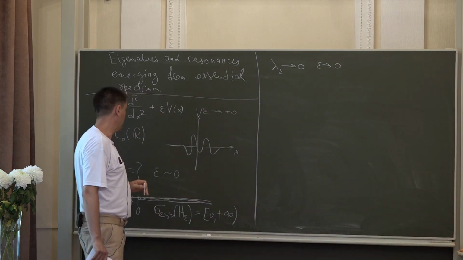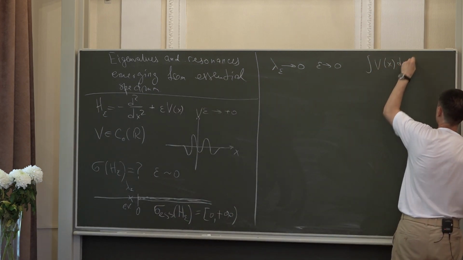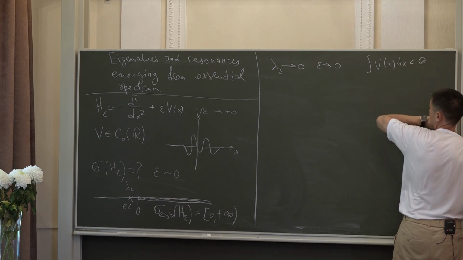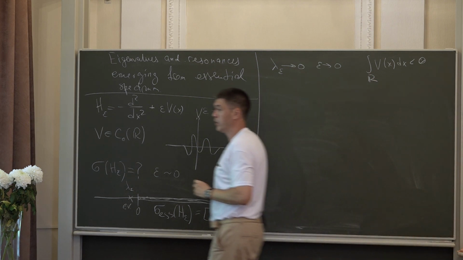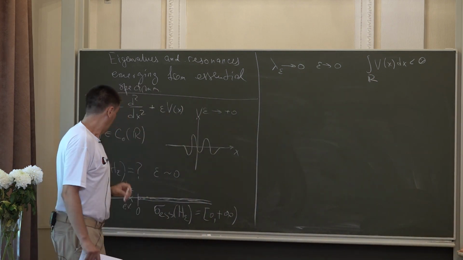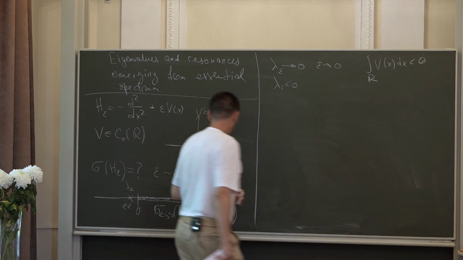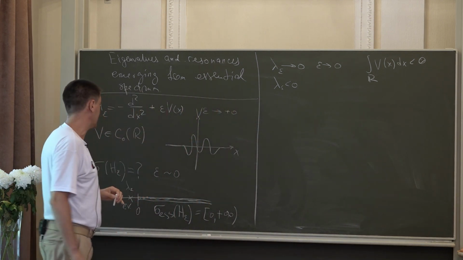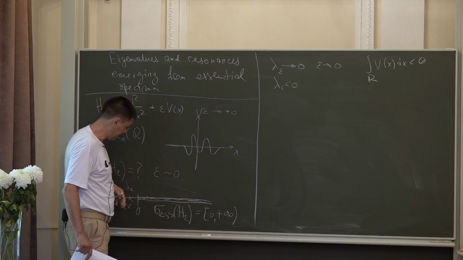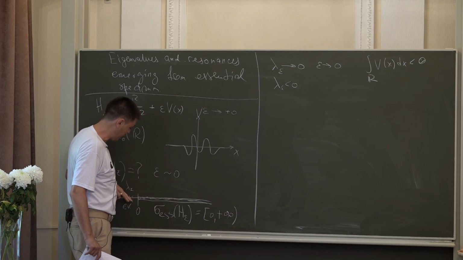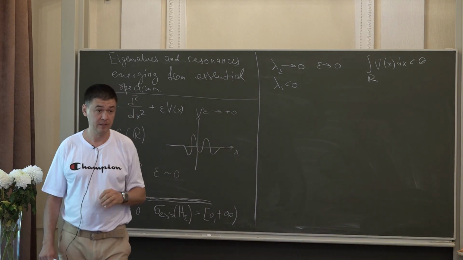This is true provided, for instance, the integral of the potential V of x dx should be negative, yes. So once this is the case, then we always have an eigenvalue. Here it's negative. And the main effect is that once epsilon is 0, we have no eigenvalue. And if epsilon is positive, then we have an eigenvalue very close to the bottom of this essential spectrum.